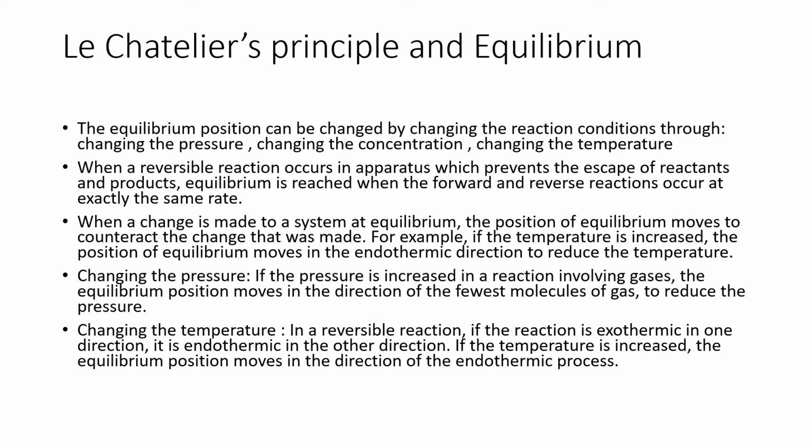When a change is made to the system at equilibrium, the position of equilibrium moves to counteract the change that was made. For example, if the temperature increases, the position of equilibrium moves in the endothermic direction to reduce the temperature. Changing the pressure: if the pressure is increased in a reaction involving gases, the equilibrium position moves in the direction of the fewest molecules of gas to reduce the pressure.